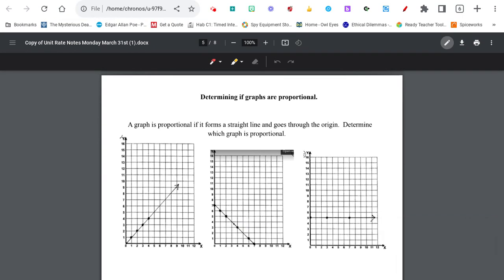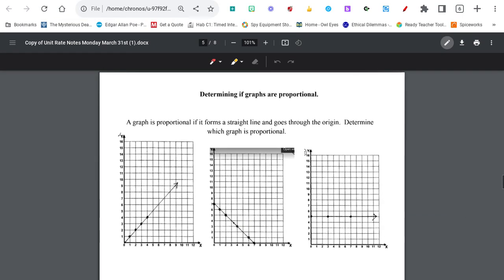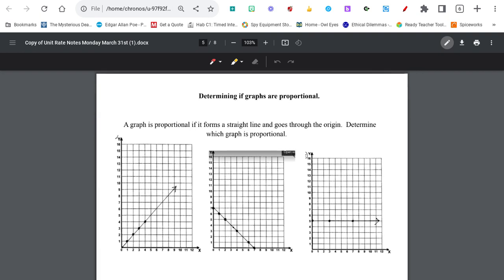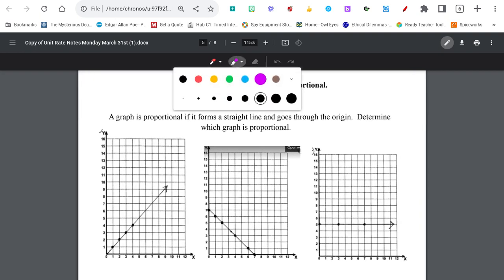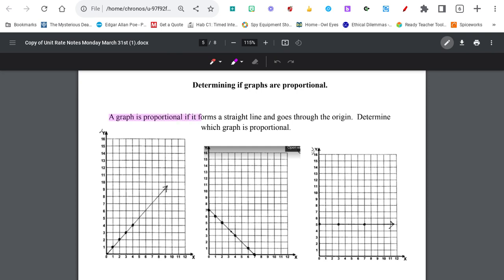All right, so for this video, we're going to talk about graphs that are proportional versus those that are not proportional. So I'm going to go ahead and read this first part to you. It's very simple. A graph is proportional if it forms a straight line and goes to the origin. The origin is the point in the middle of the intersection of the x and y axis.